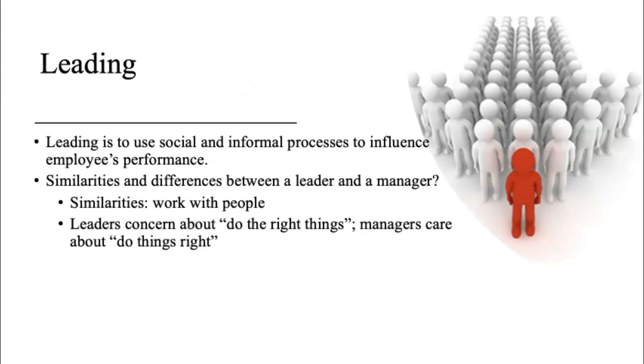So the next function is about leading, right? We talk about 4 functions. We spent a lot of time talking about organizing and planning, so we're not going to spend so much time talking about the last 2 functions. The third one is leading. Leading, we talk about, is using social and informal processes to influence employees' performance.